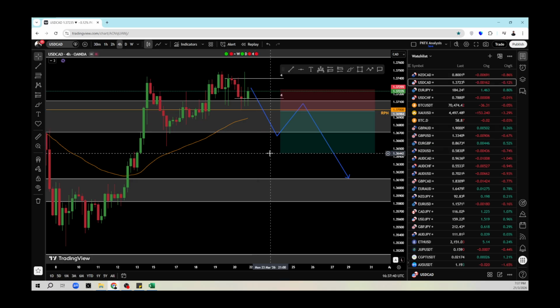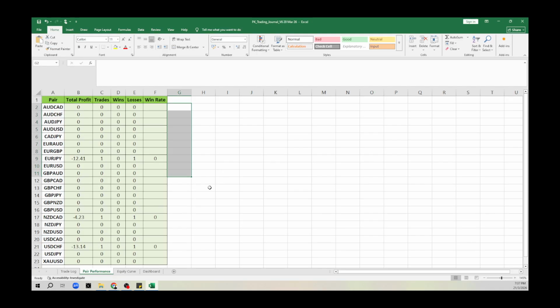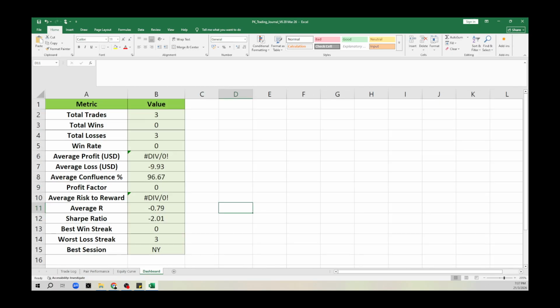Something like this. But over a long period of time, every week, as we keep looking at this, eventually we'll find our edge. And that is the plan, and that is the trading journal. Now, one last thing is going to be the dashboard, right?